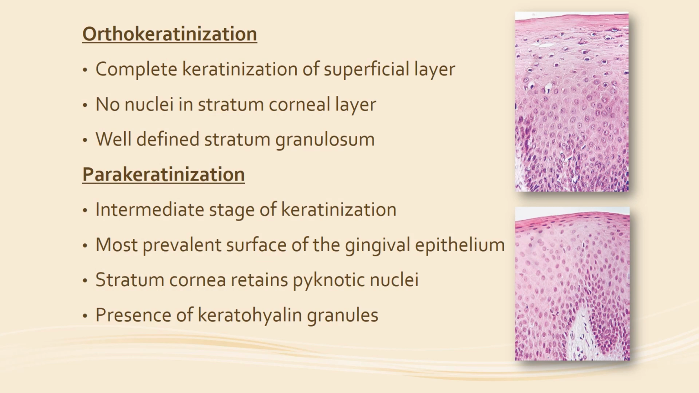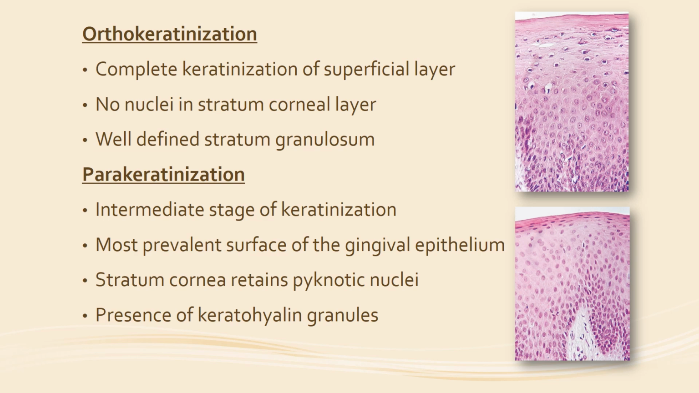In orthokeratinization, there is complete keratinization of the superficial layer and no nuclei in the stratum corneum layer. And there is also a well-defined stratum granulosum as seen in the figure. Coming to parakeratinization, an intermediate stage of keratinization is seen. It is the most prevalent surface of the gingival epithelium, the stratum corneum retains pyknotic nuclei as seen in the figure, and there is also presence of keratohyalin granules.